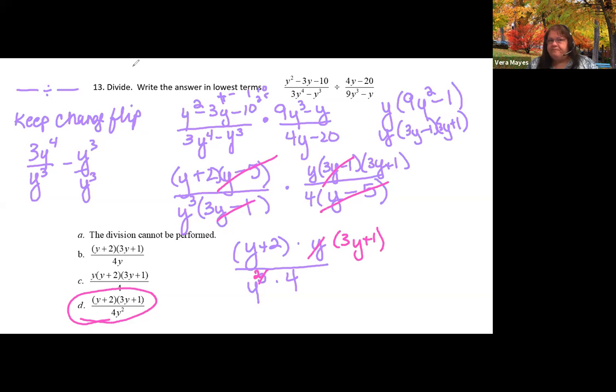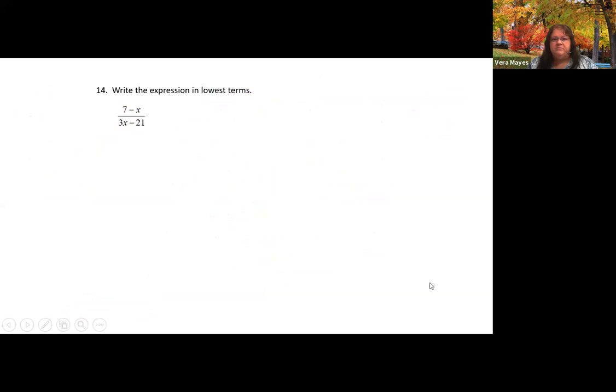Anything? All right, let's go to the next one then. We can always come back if something strikes you at the end and we can look at something again.